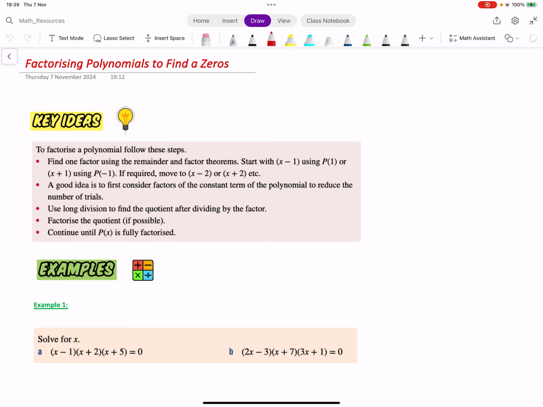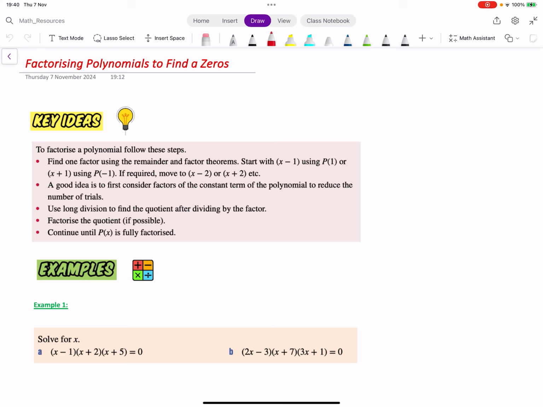Okay, today we're going to have a look at really the accumulation of the past two lessons, and we're looking at the factorisation of polynomials to find zeros. Two videos ago we learnt how to polynomial divide, and in the last video we learnt how to use the remainder and, importantly, the factor theorem.